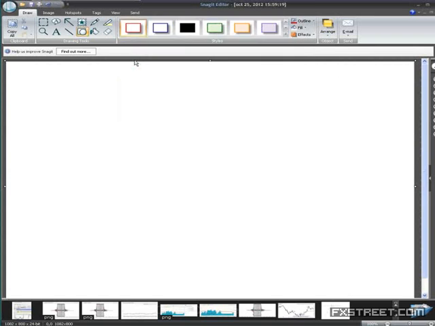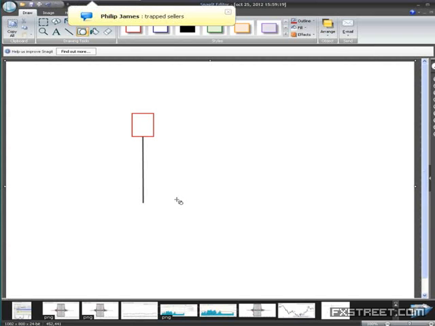Let me start by drawing something here. Okay, something like that. Let's imagine we have on a chart a candle looking like this. And we may start asking, what type of pattern does this formation suggest? In this case, it can be a hammer, right? It can be a hanging man.